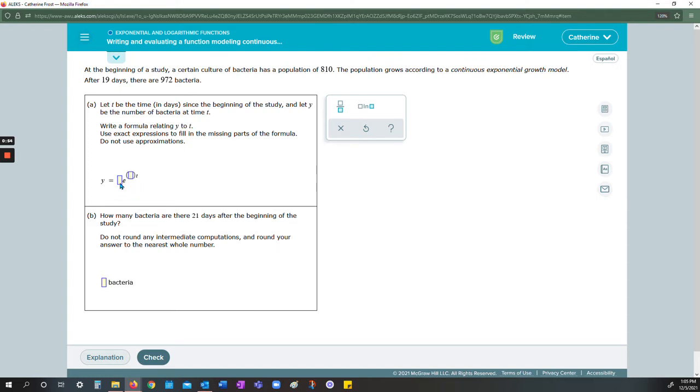We just have to remember which of these two boxes is which. So this box that's out front, the coefficient, that's the initial amount. That's always the initial amount. And then this box next to the T, that's the rate of growth. And so that's what we're going to have to figure out.